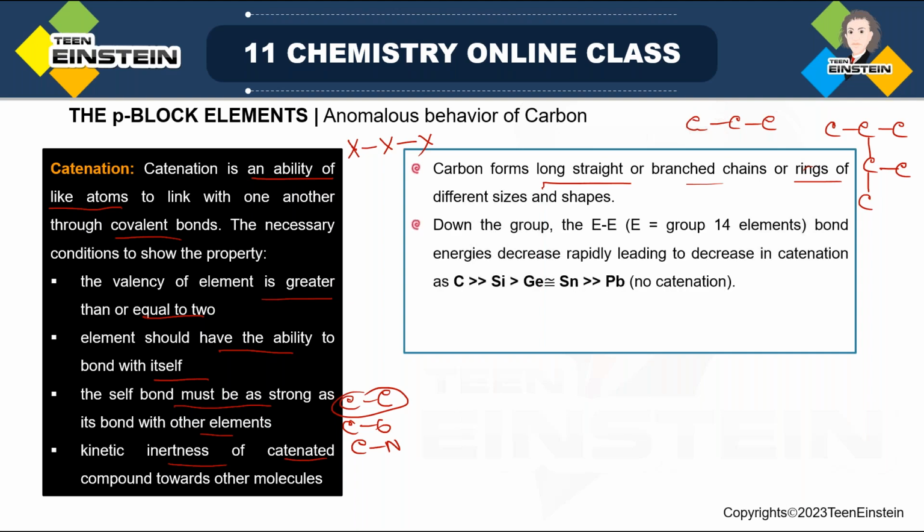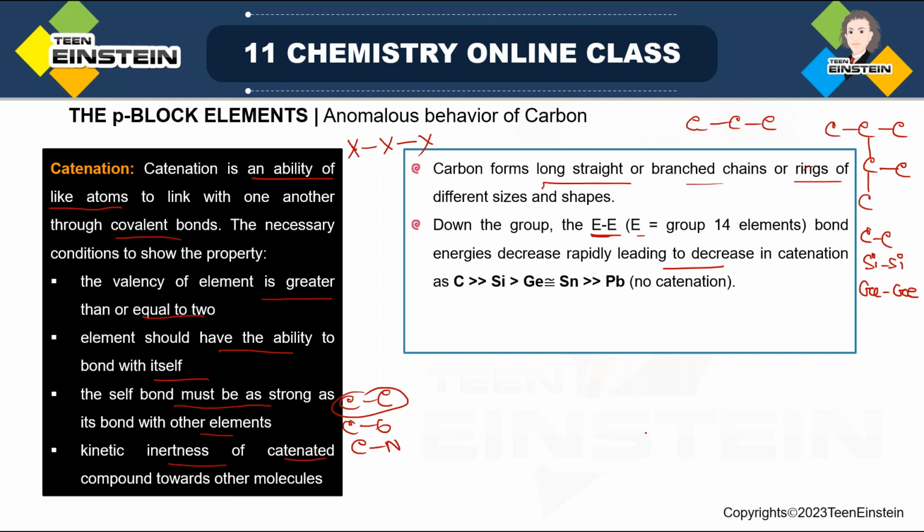Now, down the group, they will also show catenation, but not like carbon. If you consider the EE bond, where E is any group 14 element, what happens? The bond energy of the EE bond, it may be a carbon-carbon bond, a silicon-silicon bond, because we are talking about like-atom bonds, then it may be Ge-Ge. The bond energy decreases rapidly, and as bond energies decrease down the group, that leads to a decrease in catenation.